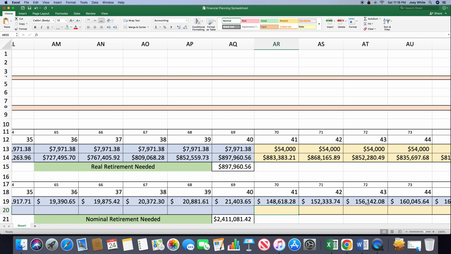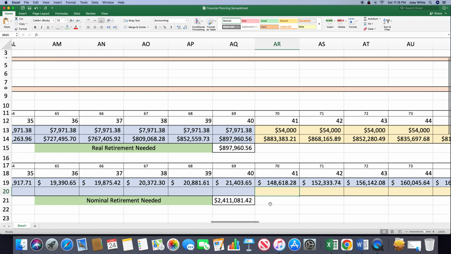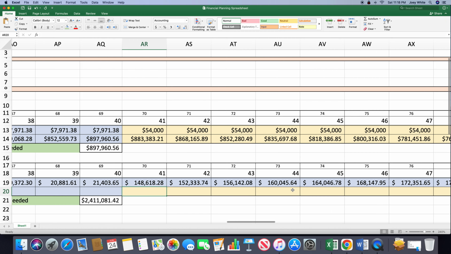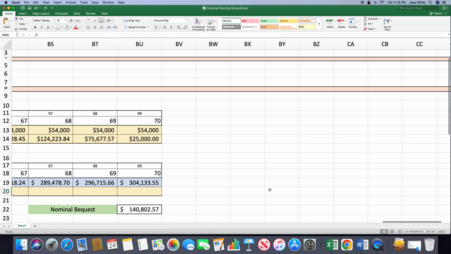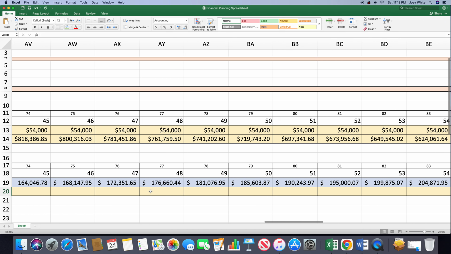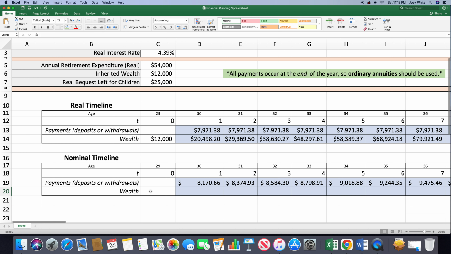So that means in your first year of retirement, although you're withdrawing an amount of money that has a purchasing power of $54,000 in today's dollars, what you'll actually be withdrawing is $148,618.28. Okay, and then that means by the end of your last year, you should have $304,133.55 as a retirement withdrawal.